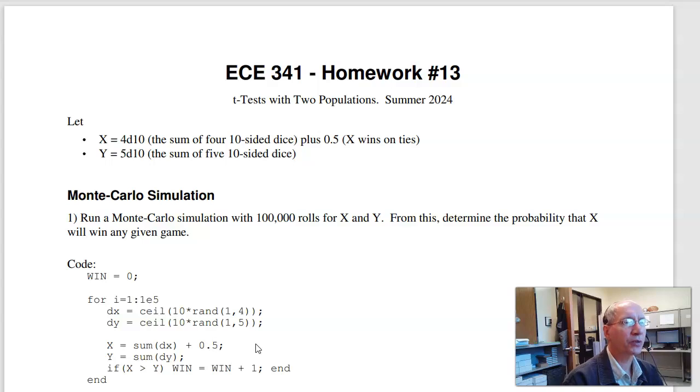Player X rolls 4 10-sided dice. Player Y rolls 5 10-sided dice. Whoever has the highest score wins. X wins on ties. So let's find the probability that X wins.